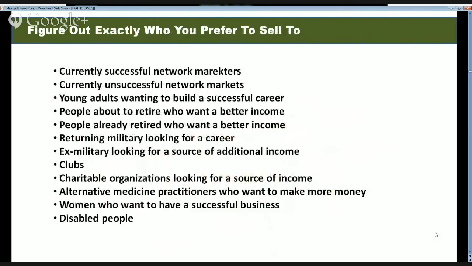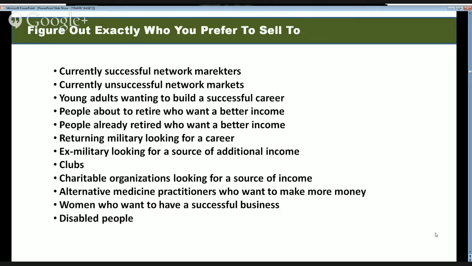The next thing you have to do is to identify really precisely who you want to sell to. And this is really important because each of you is going to have a very specific market that you can relate to the best. I just listed some here. Currently successful network marketers. Well, is that a good market? The chances are that if they're successful, they're not going to be a good target market for you. Why would they want more training? Why would they want more mentoring if they're already successful?